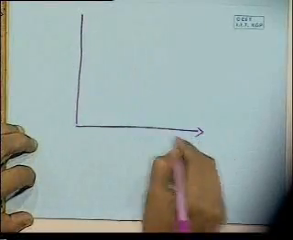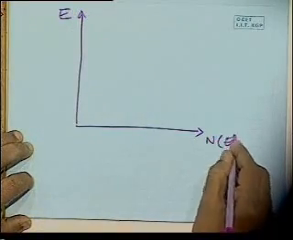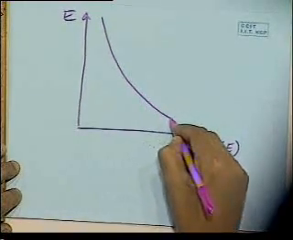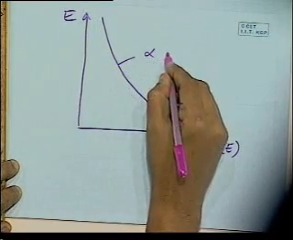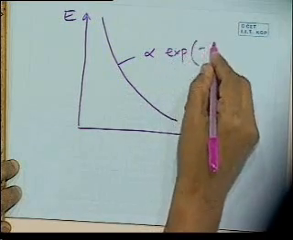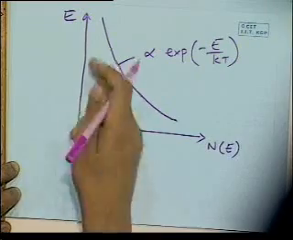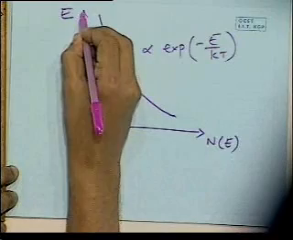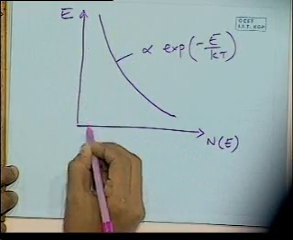What I can do is sketch this, energy versus the number having that energy, and because it's exponential, it will look something like this. This curve is proportional to exponential minus E by kT. So this is simply the plot of the Boltzmann exponential function. As energy increases, the number of particles having that energy decreases.